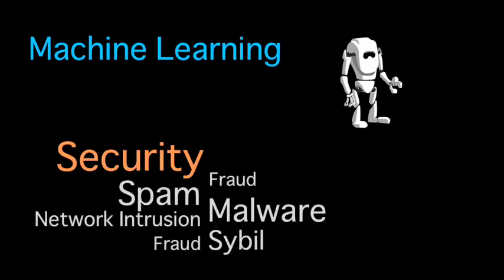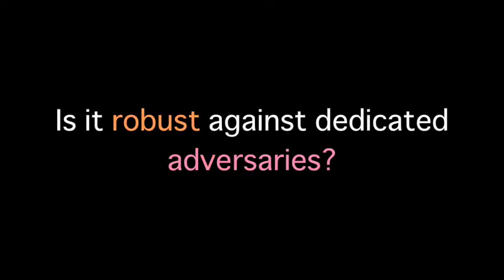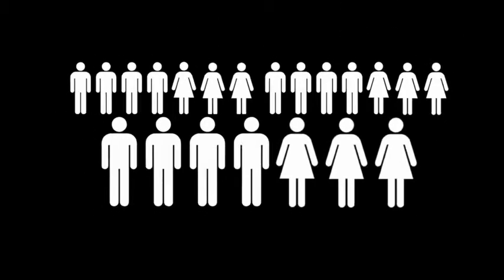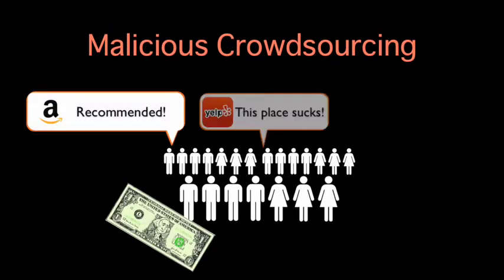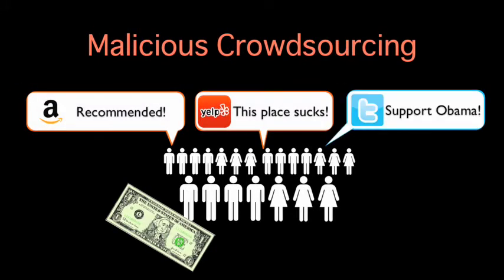Machine learning is a powerful tool to build different security defenses. However, it can be vulnerable to dedicated adversaries. What if the adversaries are actually online human users? They are smart, adaptive, and there are lots of them. This is malicious crowdsourcing, where attackers pay a large group of internet users to participate in spam campaigns.